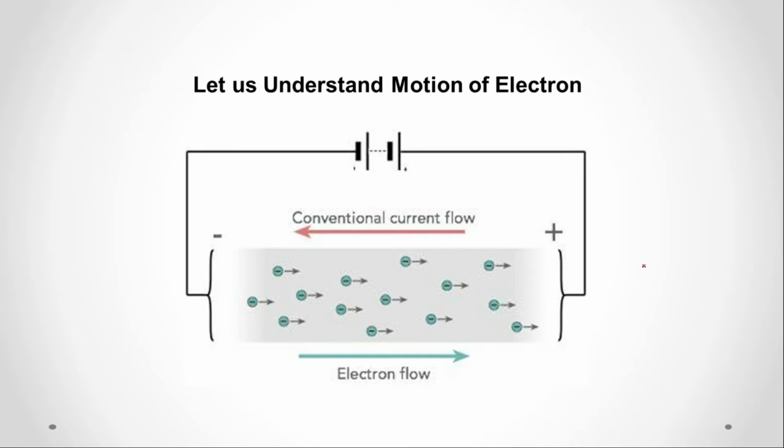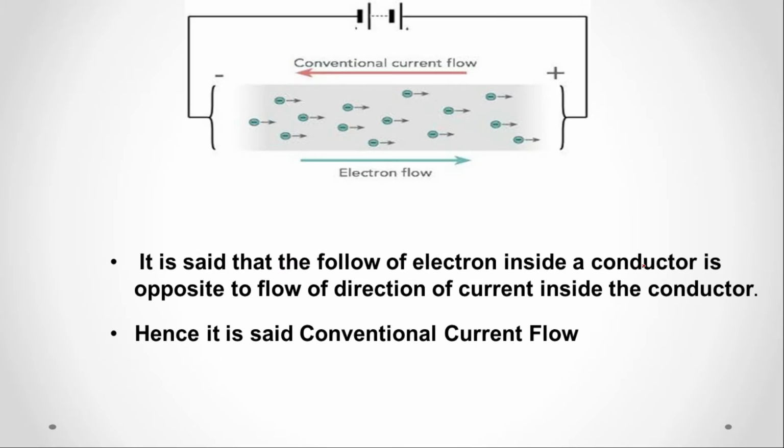Now let's understand the motion of electrons. It is said that the flow of electrons inside a conductor is opposite to the direction of current inside a conductor. As I told you before also, if the flow of electrons is from left to right, then the conventional flow of current will be from right to left.